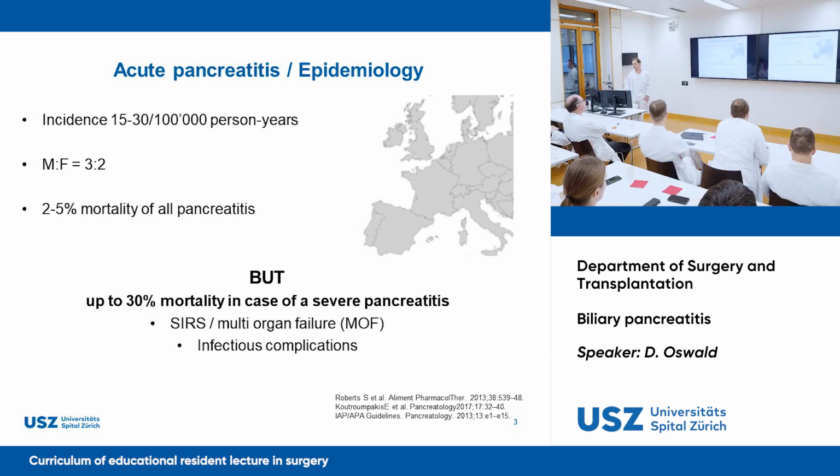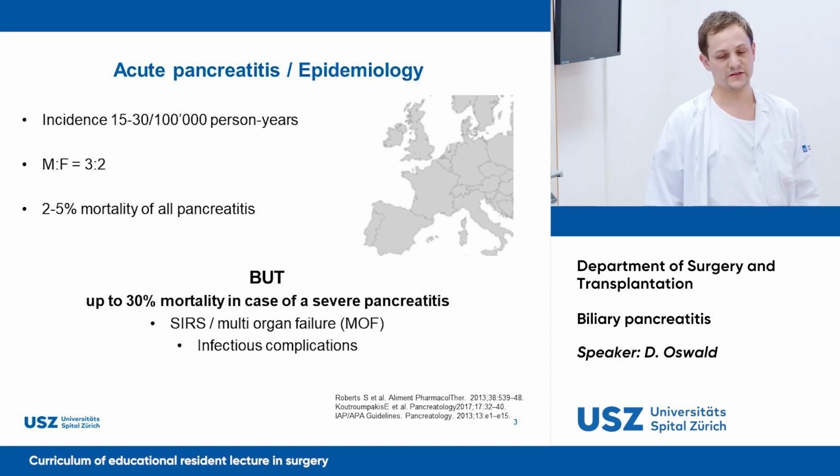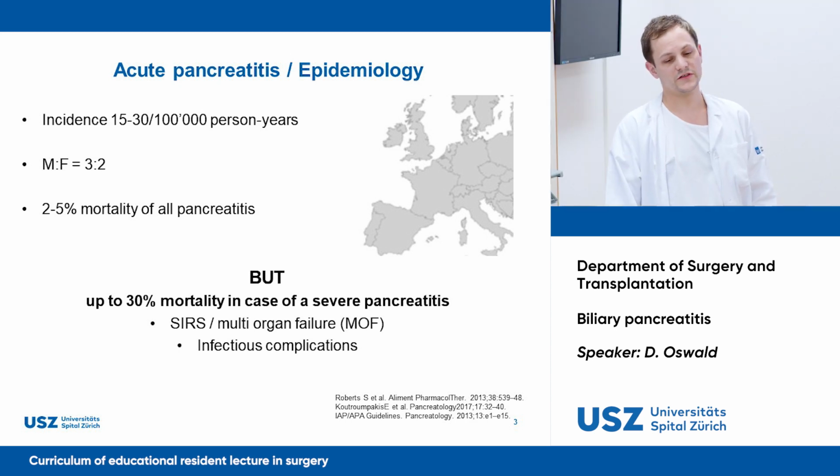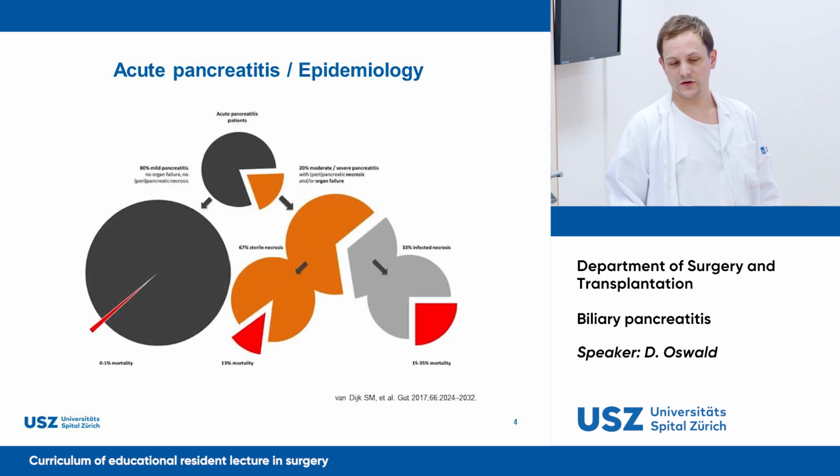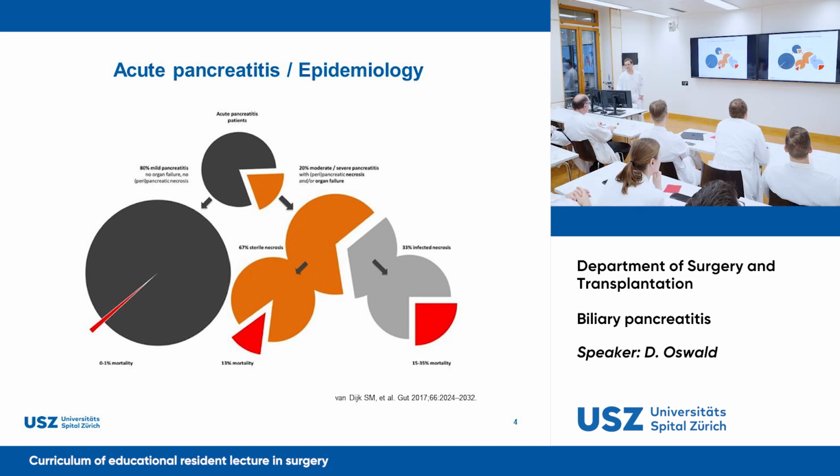But, and that's a big but, it rises up to 30% in case of a severe pancreatitis. In the first 2 weeks, it's due to a systemic inflammatory response syndrome with multiple organ failure, and later on due to infectious complications. I'm going to talk about the different severity grades and types of pancreatitis later. I just want to show you this slide to show the heterogeneity of the course of a pancreatitis.